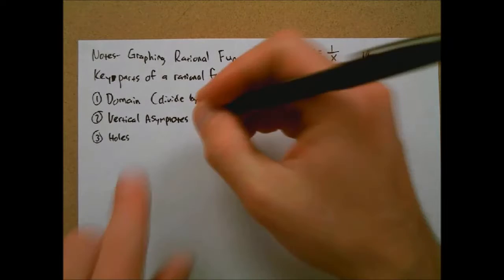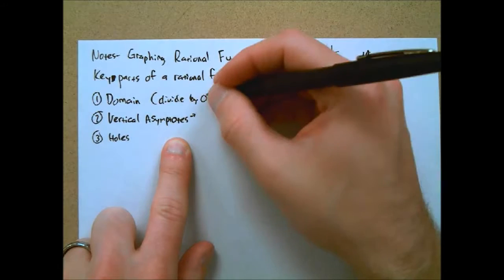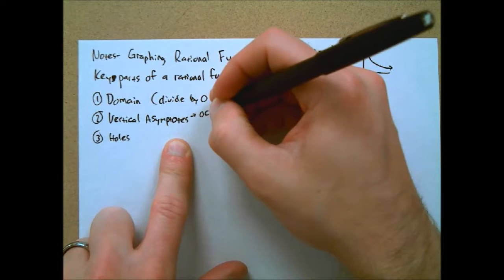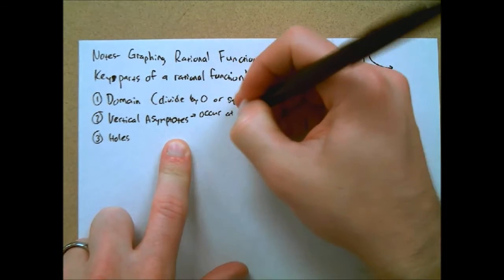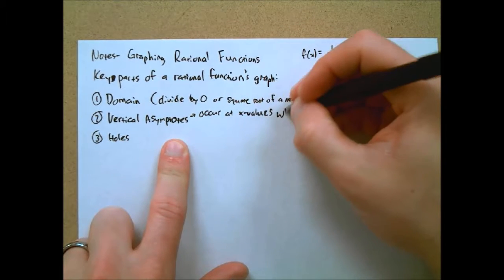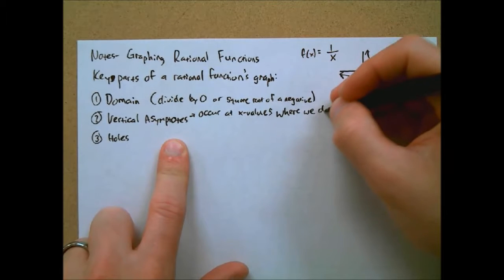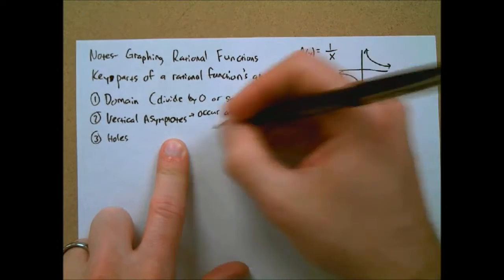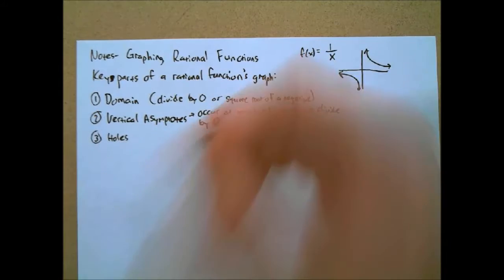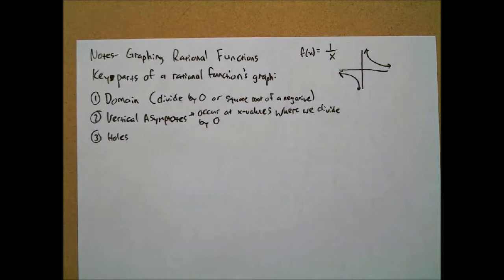Vertical asymptotes. How are we going to know if that domain restriction is a vertical asymptote? Well, they occur at x values where we divide by 0. Dividing by 0, we don't want to do that. That makes the function undefined.